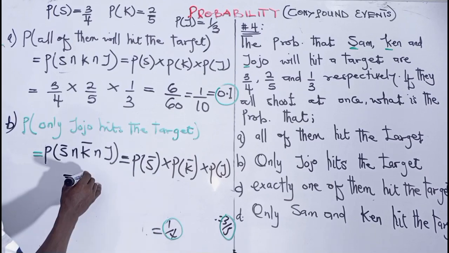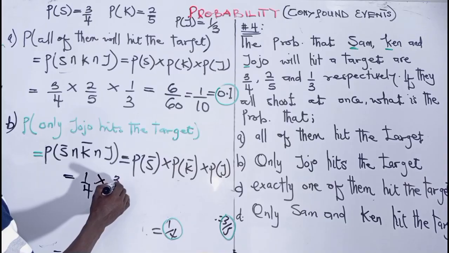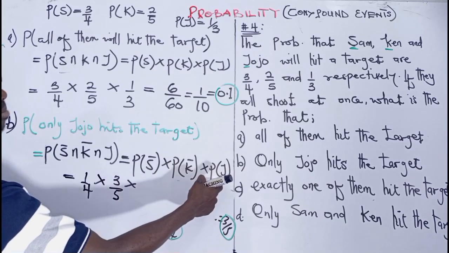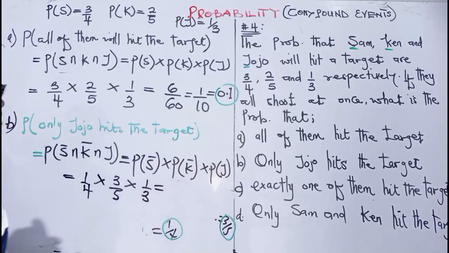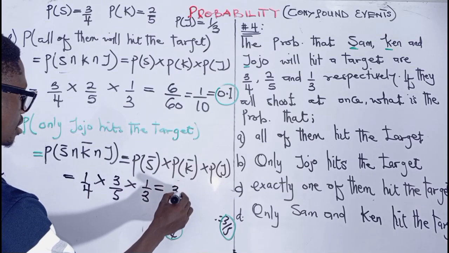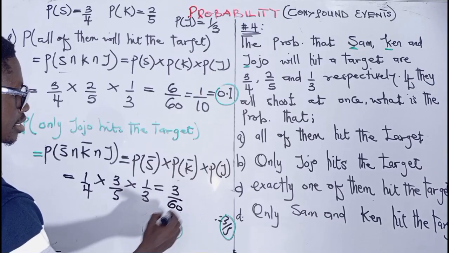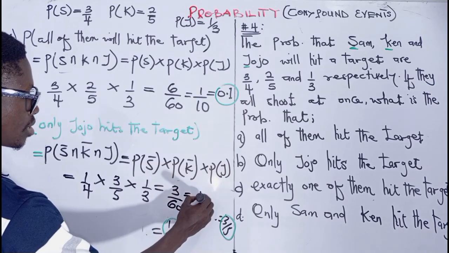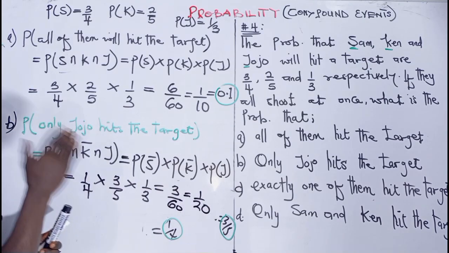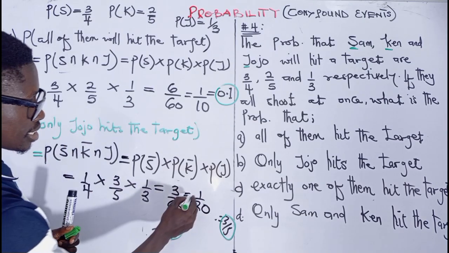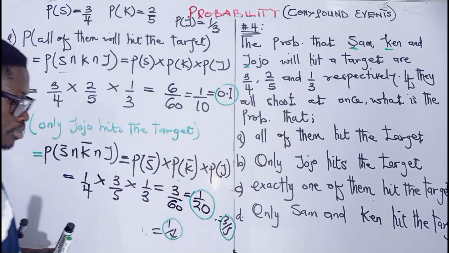So we are going to have 1 over 4 multiplied by 3 over 5 multiplied by P of J, 1 over 3. When you multiply them, we are going to get 3 all over 60. When you simplify, you are going to get 1 all over 20. So the probability that only Jojo hits the target is 1 over 20. Very, very easy and simple.